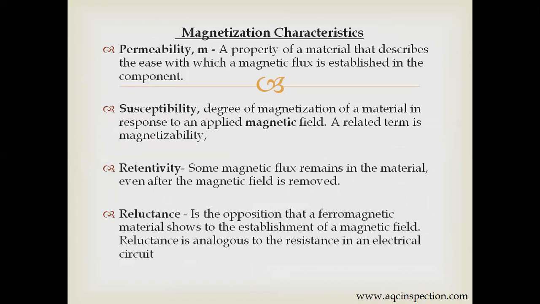Be familiar with the terms permeability, susceptibility, retentivity, and reluctance. Permeability is the ability of the material to support the magnetic field, and susceptibility is the degree of magnetization of a material in response to the applied external magnetic field. Retentivity is the ability of the material to retain some magnetic field even if the external magnetization is removed. Reluctance is the opposition in the material to the magnetization.